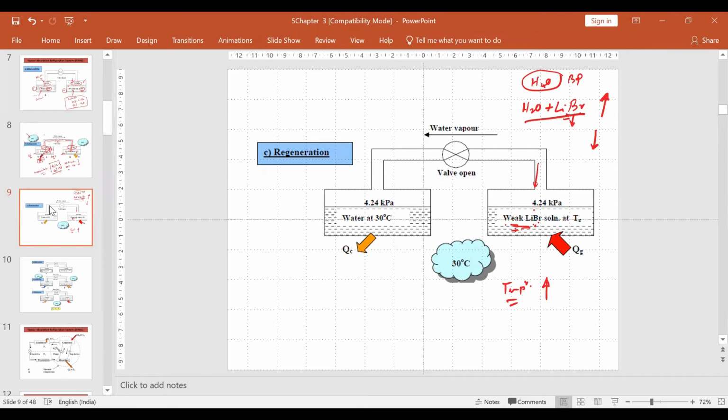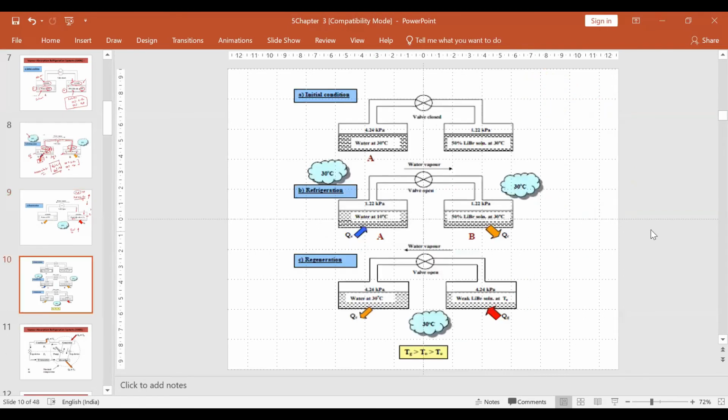So in this case, what happened? The temperature of the solution now increases as more water vapor is added. So this is the basic concept. These are the three conditions: one is initial, then refrigeration, and the last one is the regeneration.